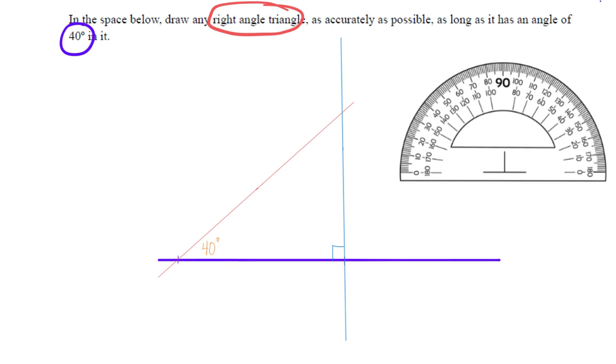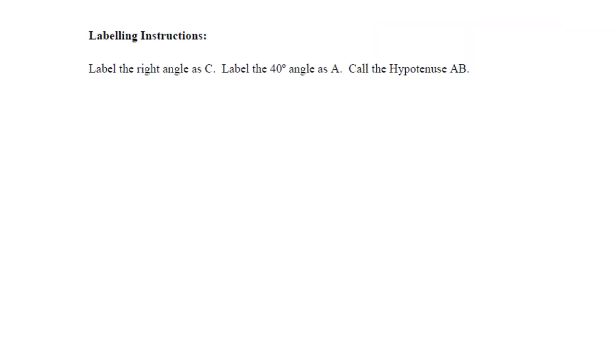So take a look on your page. We're going to go through some labeling instructions. Okay, what I want you to do at the very beginning, label the right angle as C. Once you label the right angle as C, then I want you to label the 40-degree angle as A. We're going to call the hypotenuse AB. That means the other angle has to be called B. Okay, I want to go through that process with you. We'll make sure we match up.